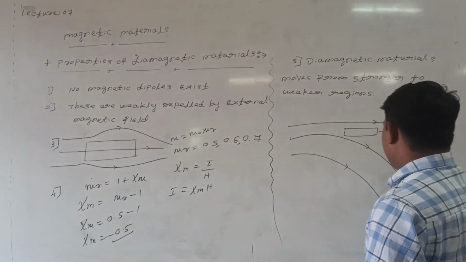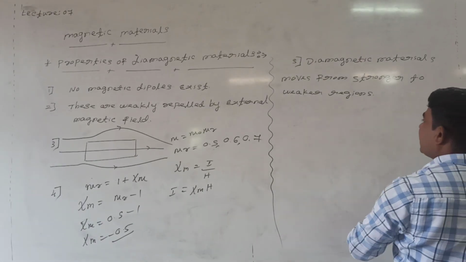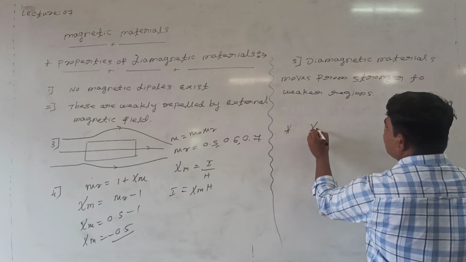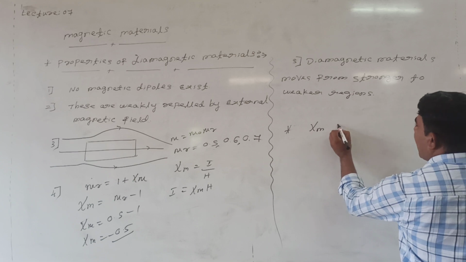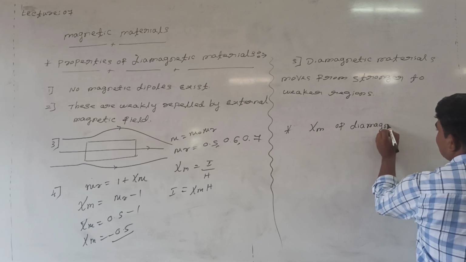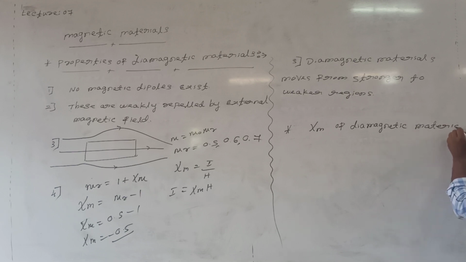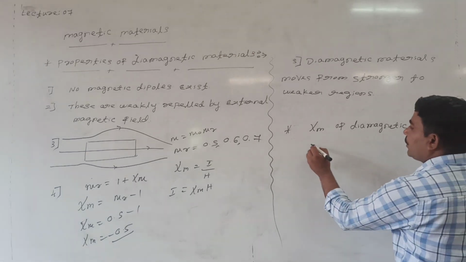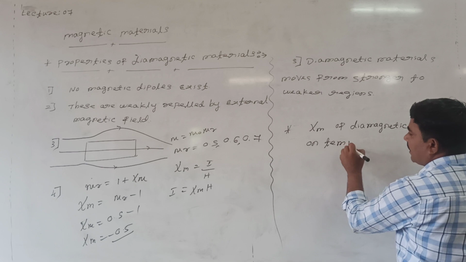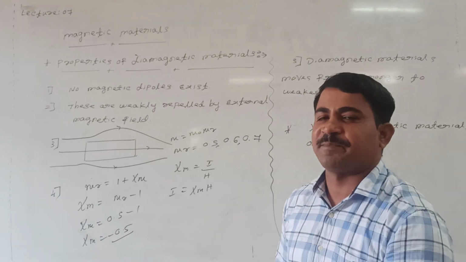See here. Next property, what can I call? Shall I take one more property here? Sixth property I can call magnetic susceptibility. Magnetic susceptibility means Xi m. Magnetic susceptibility of diamagnetic materials is independent of temperature. I mean, its magnetization property does not depend on temperature. But there is one more.